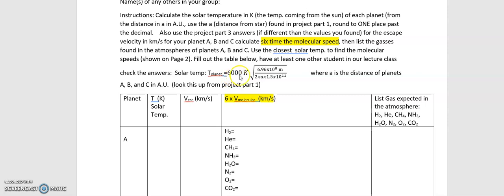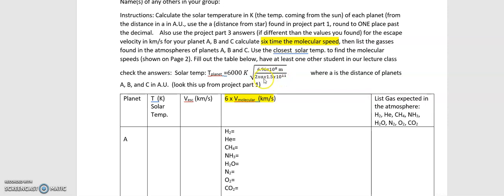This number here, the 6,000 Kelvin, is approximately the surface temperature of our sun. It's more like 5,800, but that's fine. We generally use 6,000 Kelvin, and that's what we're going to use for this project. That's the 6.96 times 10 to the 8th meters. That's the physical size of our sun. And this 1.5 times 10 to the 11th meters, that should be in meters down there, is what one astronomical unit is. That's the distance between the Earth and the sun in meters.